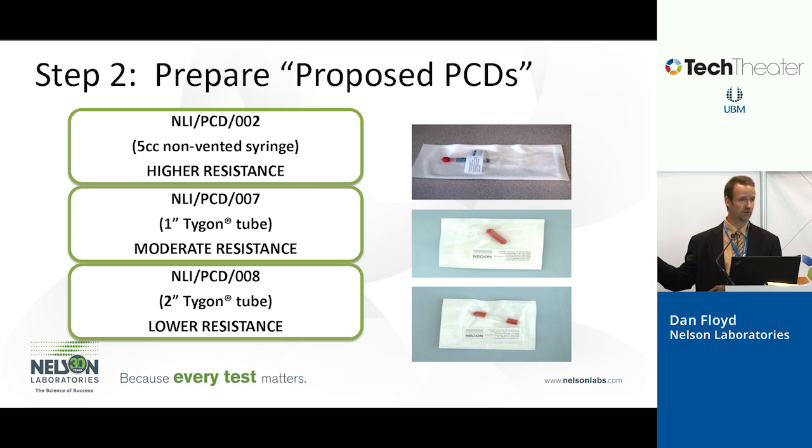We don't know which one's going to work at the beginning. Usually we have a fairly good guess. So we'll try something from low resistance, medium, and then high resistance to try to find one that's going to most closely simulate the product. Because the standard states the process challenge device that you use has to be at least equal to your product, if not harder to sterilize than your product.